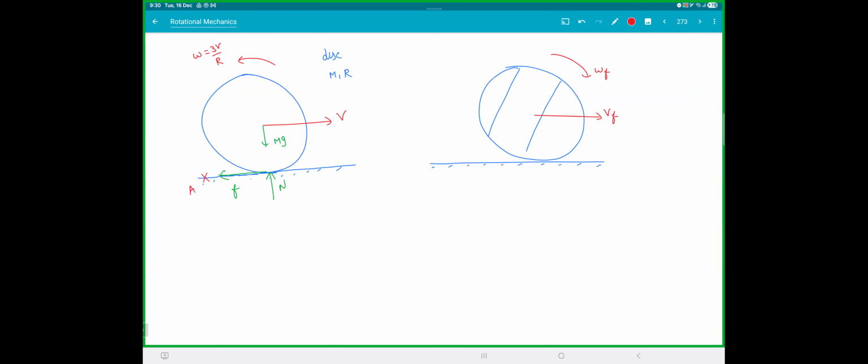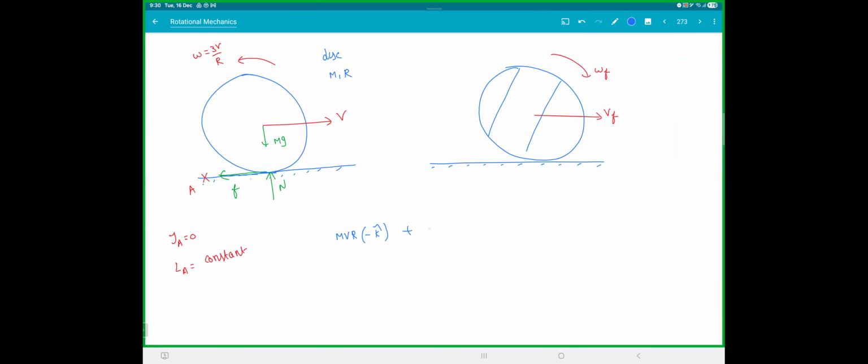So if you look at this again, same story, we can take point A as the reference. In this case, friction would act backward only. So I can conserve angular momentum about A. Be careful with the signs. What is the initial angular momentum? MVR minus Kcap.